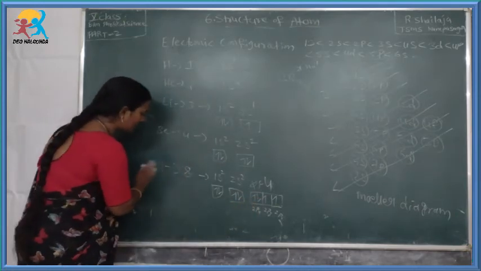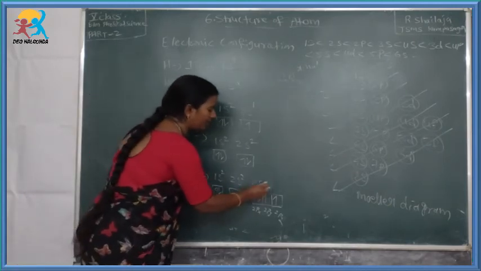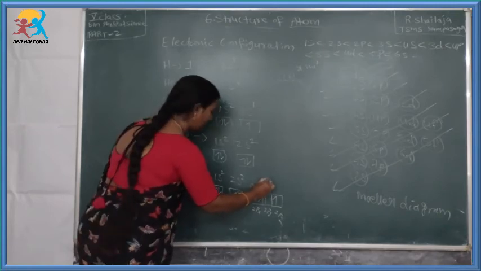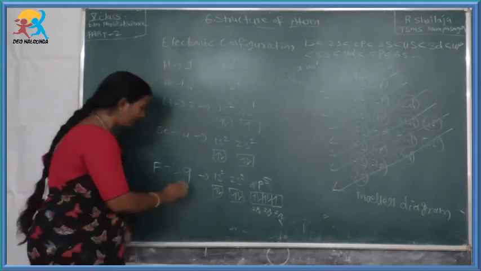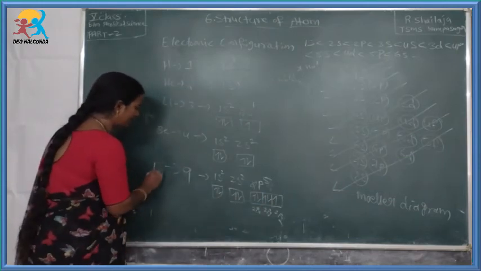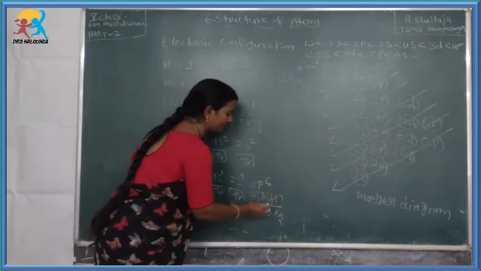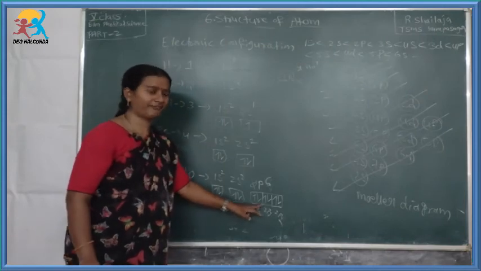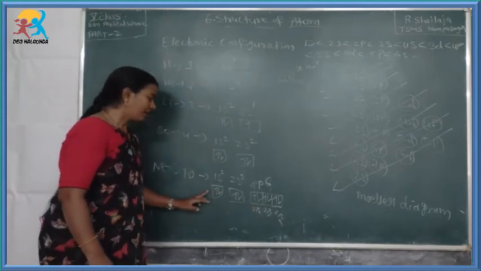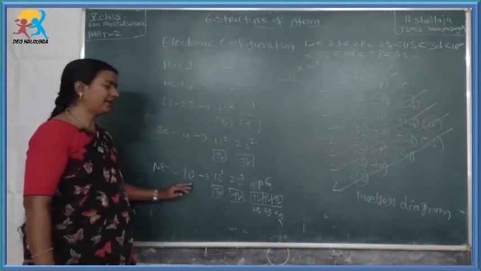Okay, and next to fluorine, the atomic number is 9, and this one is 5. And next, if it is neon, the atomic number is 10, and this one is 6. It is going to be completely filled. Okay, 1s2, 2s2, 2p6, total 10 electrons.